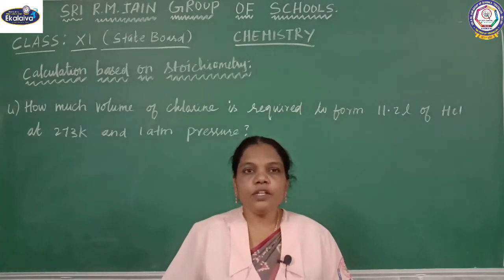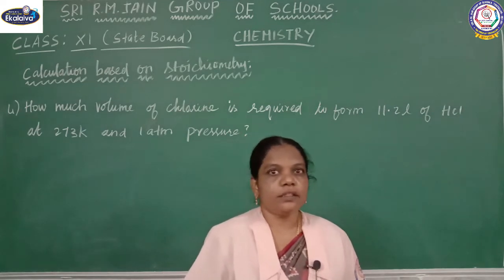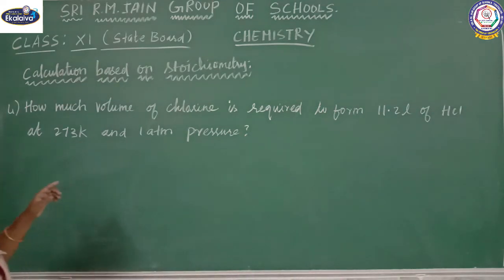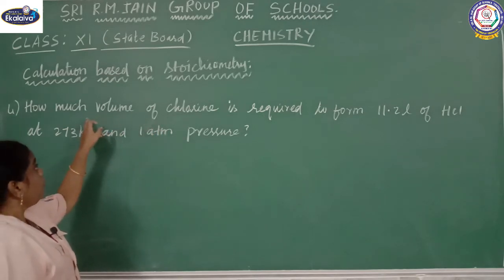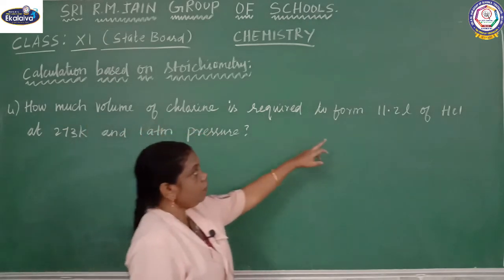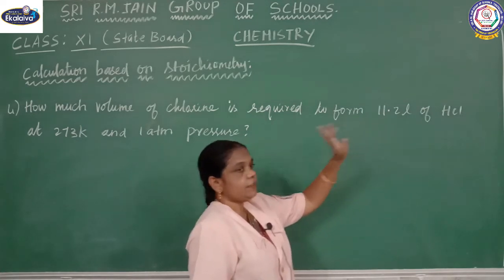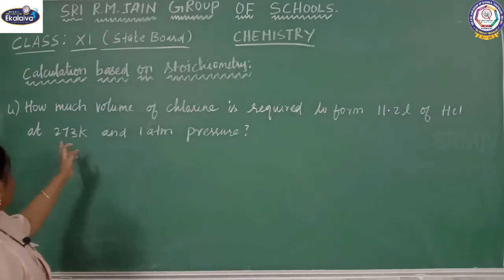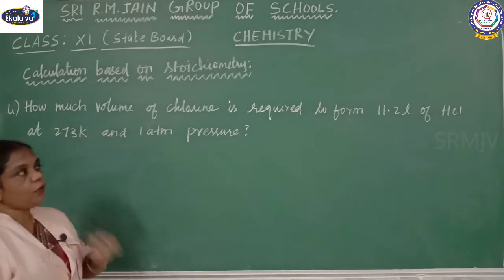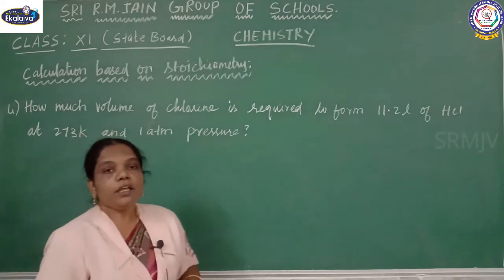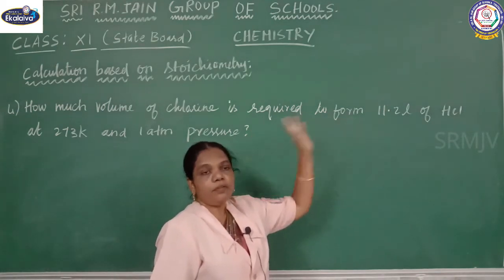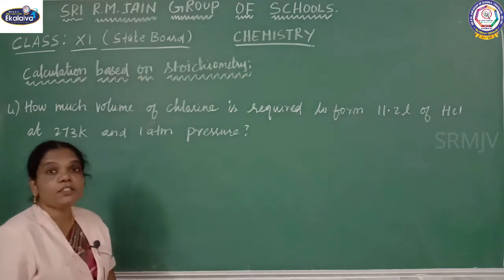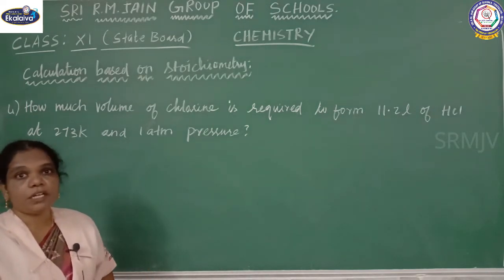Now in this video you are going to learn about the stoichiometric calculation. So in this problem you are going to calculate the volume of chlorine. In this reaction, the formation of HCl, how much volume of chlorine is required to form 11.2 liters of HCl at STP? Now you want to write first the stoichiometric equation for the formation of HCl.